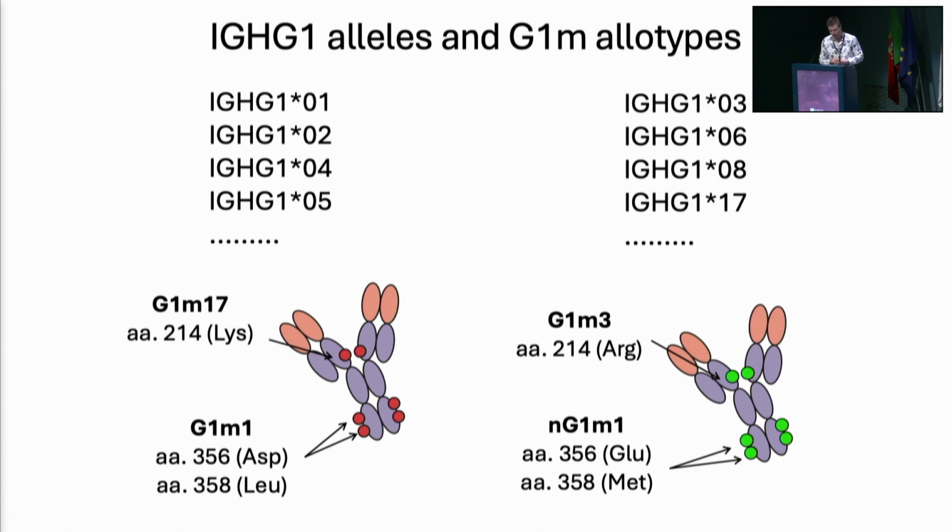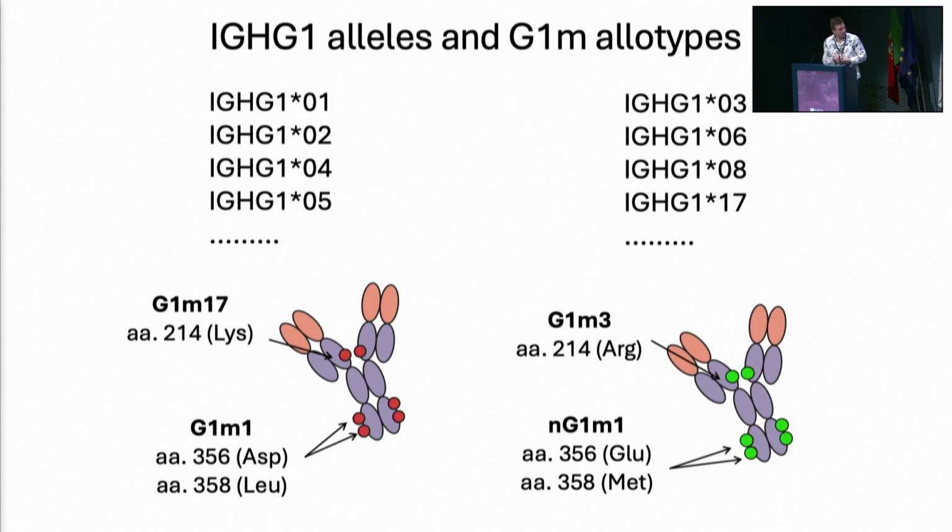Most of these alleles, however, carry silent polymorphisms that do not lead to any changes in the amino acid sequence of the protein. There are important exceptions, and these exceptions involve amino acid changes known as allotypes. And the allotypes of the IgG1 molecule are located in the CH1 and the CH3 region of IgG1. And they are called G1M17, G1M1, and G1M3.